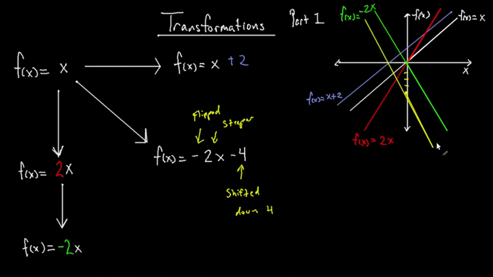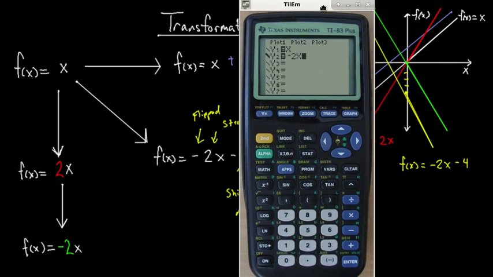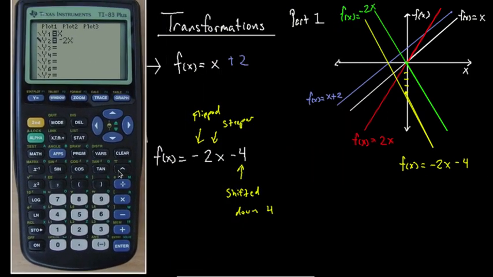Okay, and so let's go ahead and see if this is what we get. So we have f of x equals negative 2x minus 4. So we go over to our calculator, we're going to plug it all in and see if our yellow line is correct based on what we know. So we're going to do negative 2x, and I believe it's negative 2x minus 4. Go ahead and graph it.